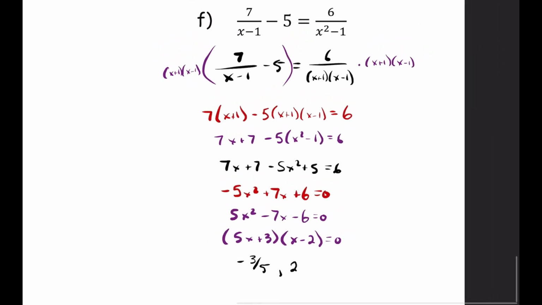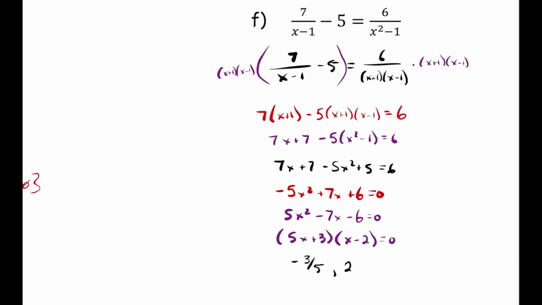Double check, does that cause any problems in our original problem? No, the only excluded values here are 1 and negative 1, so we are all set. Our solutions are negative 3/5 and 2. That's our last example, and now you know how to solve rational equations.